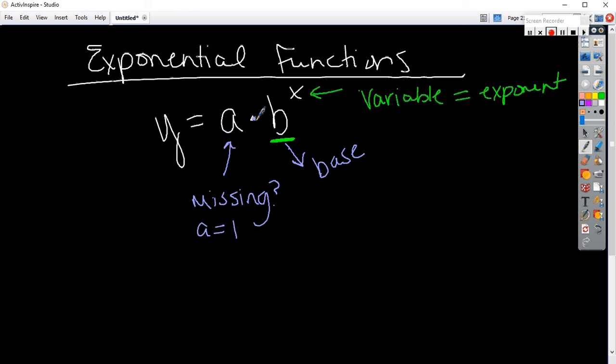Okay. Another thing to note is that b is never negative. Okay. It's never negative. If there's a negative in front, the negative goes with a and not with b.